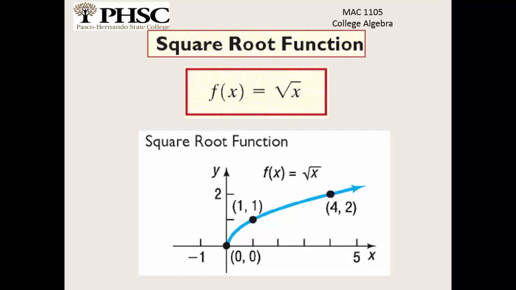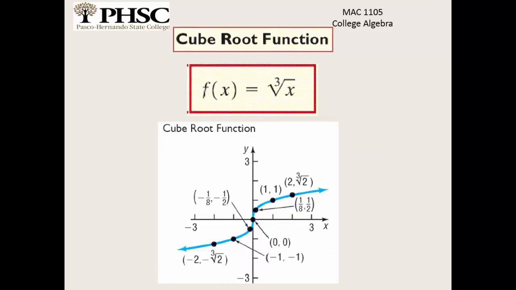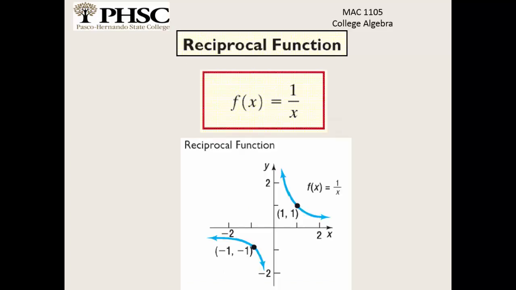The next one is the square root function. We talked about this one earlier. And then the cube root function. So f of x equals the cube root of x. And then what is known as the reciprocal function, f of x equals 1 over x.